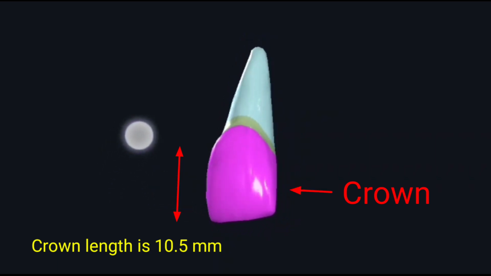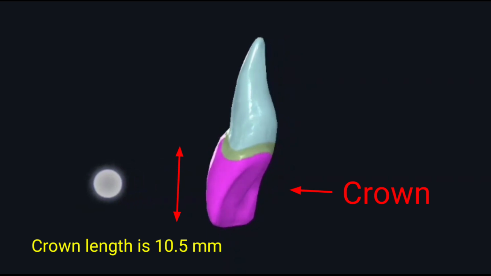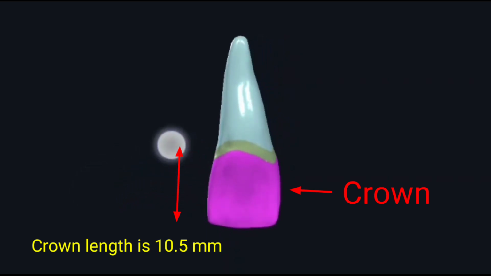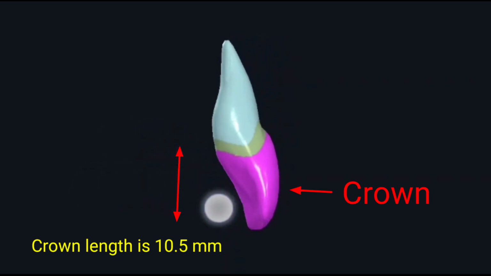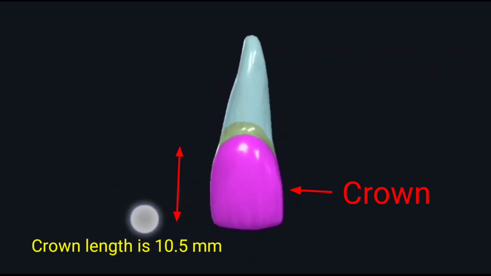Crown. It is the inferior portion of the maxillary central incisor tooth that is covered by enamel. It is separated from the root by the cervical line and consists of four surfaces: labial, lingual, mesial, distal, and an incisal edge.